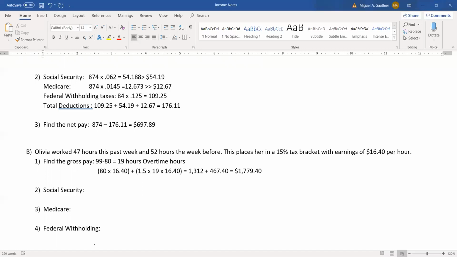Now you notice the hourly pay is almost $5 more, $4.90. But the overtime pay is what makes the difference here. As you see, the gross pay is more than double, or about, yes, it's about double.